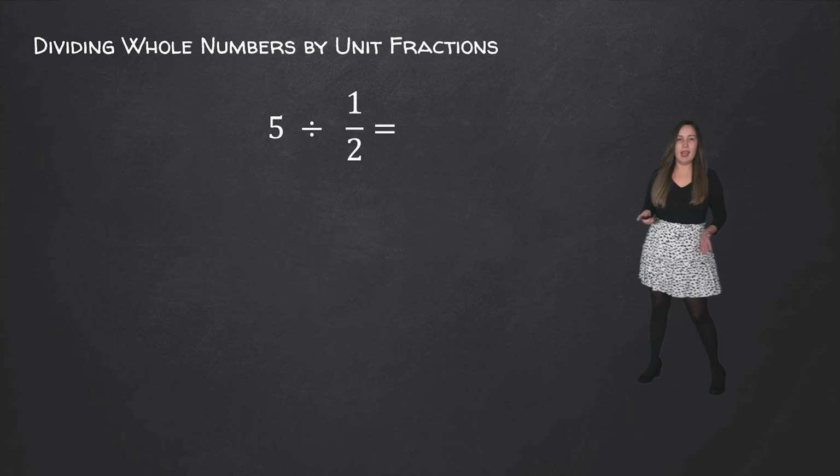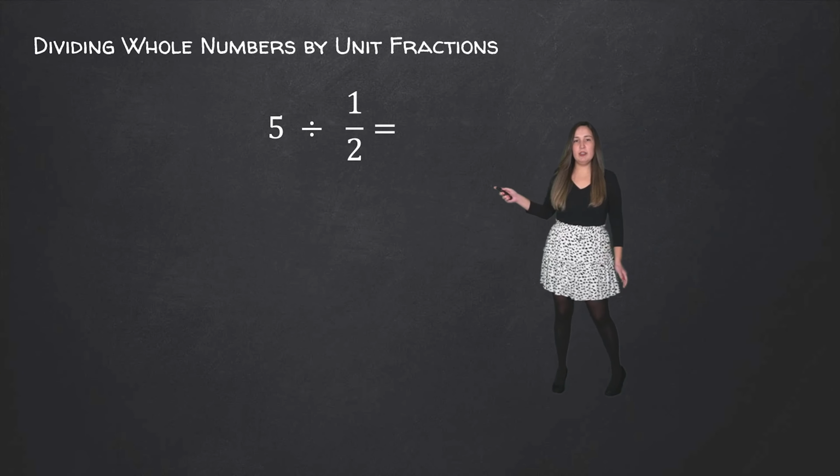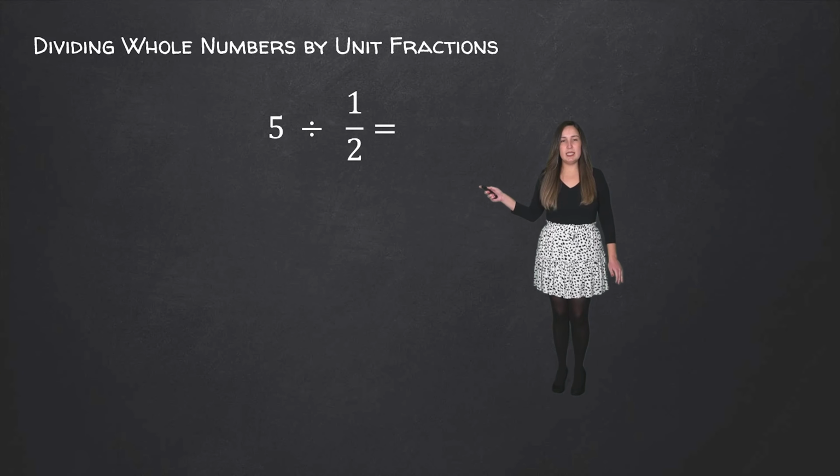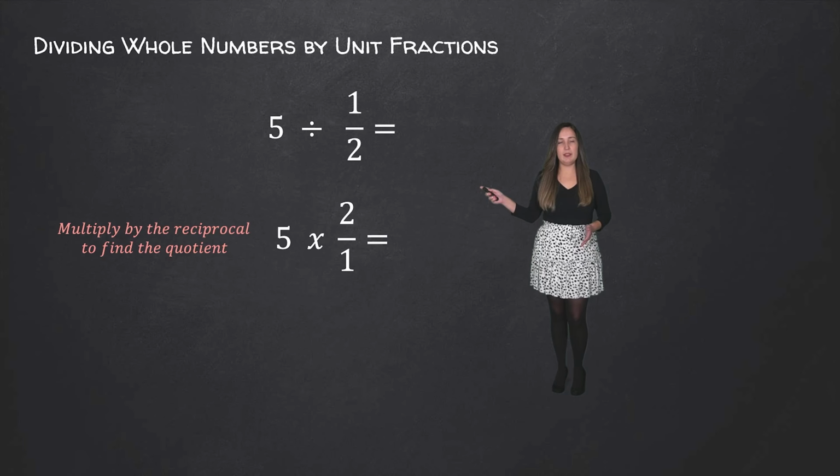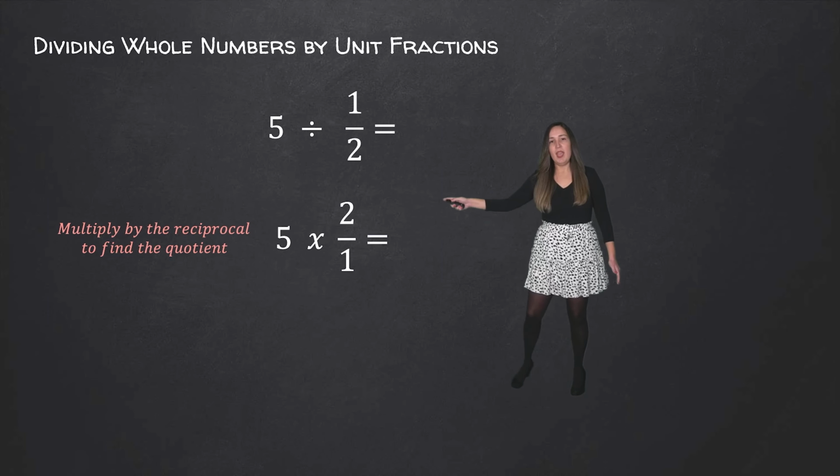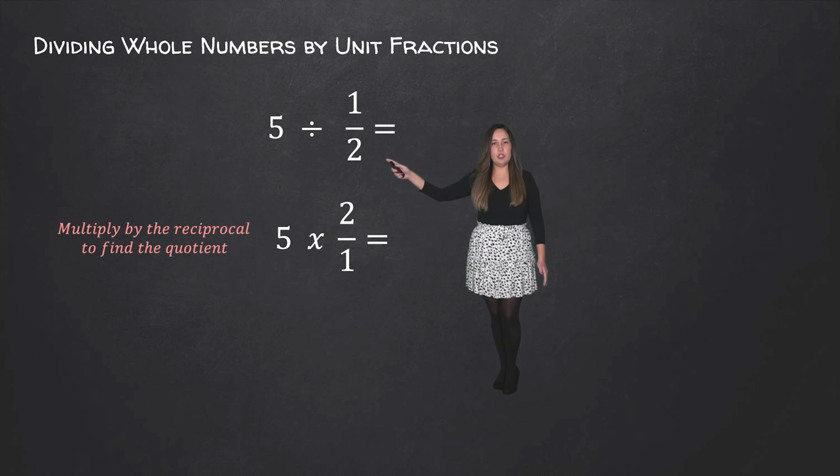If we didn't have our model, another way we could have gotten this answer is taking our division problem, which is 5 divided by 1 over 2, and multiplying by the reciprocal. So in order to find our quotient, we're going to multiply by the reciprocal. And the reciprocal of 1 over 2 is 2 over 1, because the reciprocal is when we flip our fraction, where the numerator becomes the denominator and the denominator becomes the numerator.